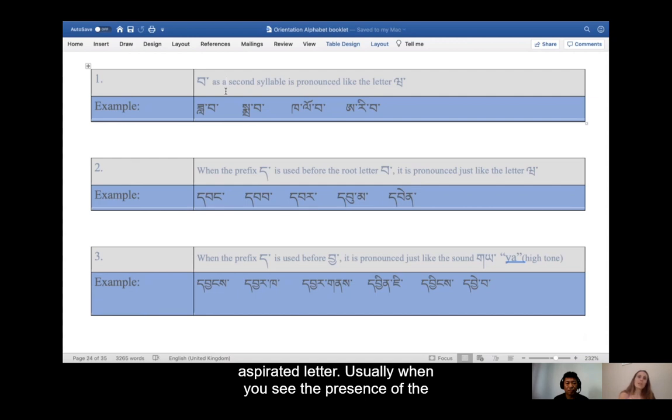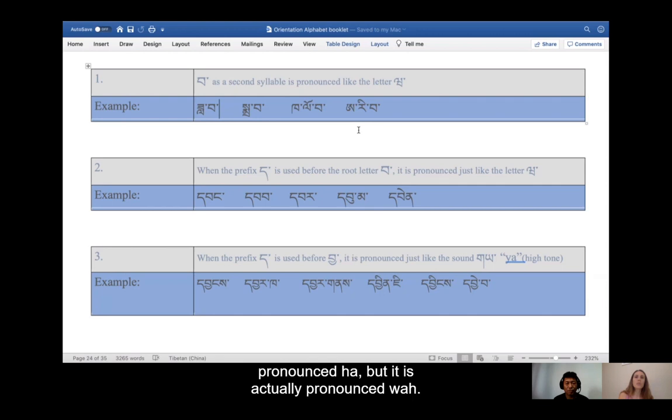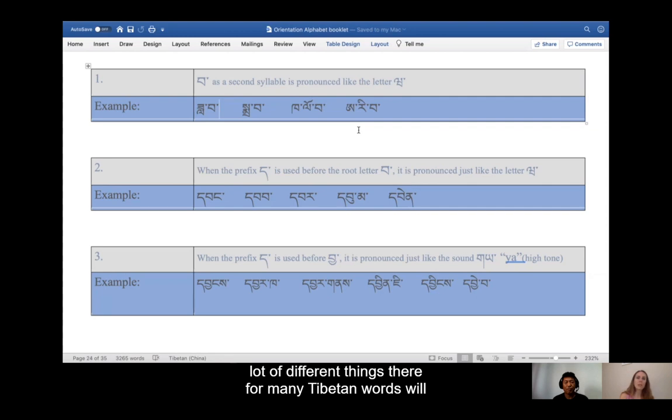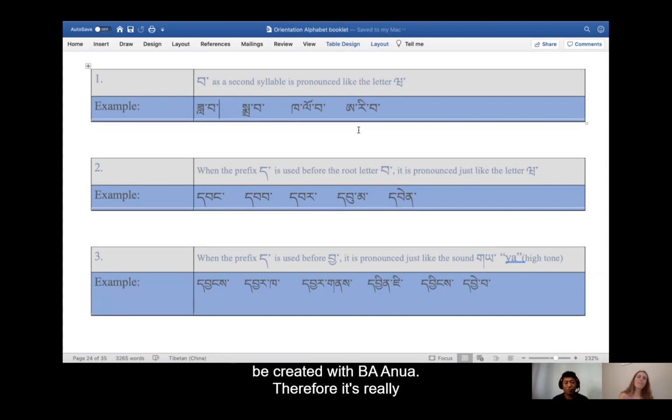Usually, when you see the letter pa as a second syllable in a word, so after a tsek, it is no longer pronounced pa, but it is actually pronounced wa. All right, it is pronounced wa. This is something that you will see a lot, because wa is an actual particle. Pa and wa are particles that can indicate a lot of different things. Therefore, many Tibetan words will be created with pa and wa. Therefore, it's really important to know that that's how we pronounce them. Genla?